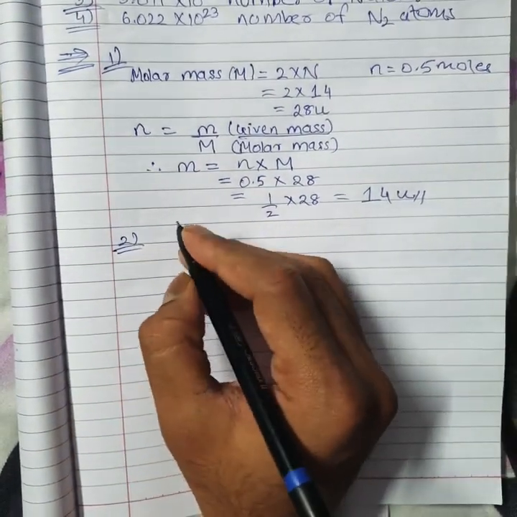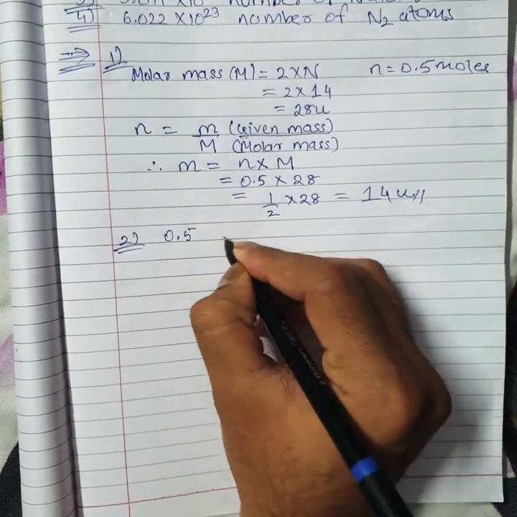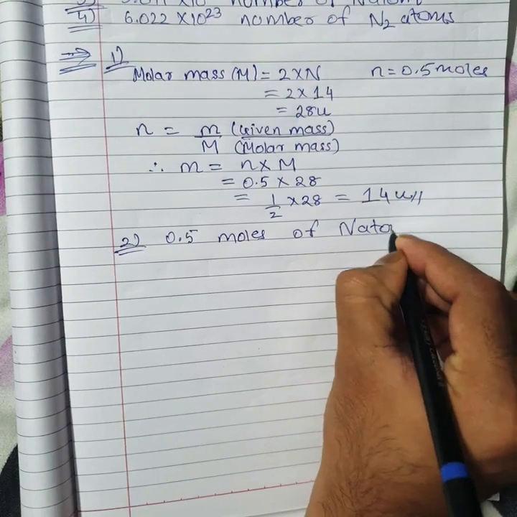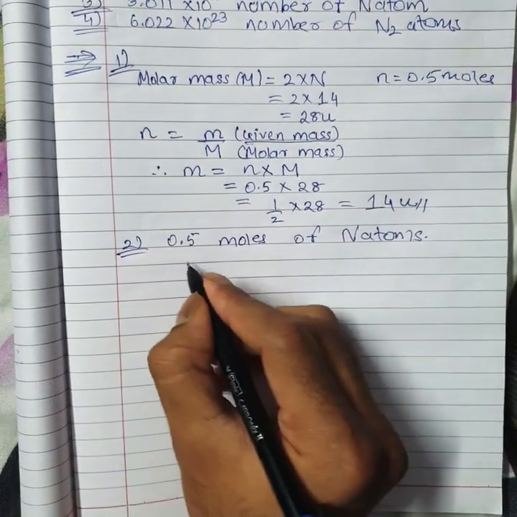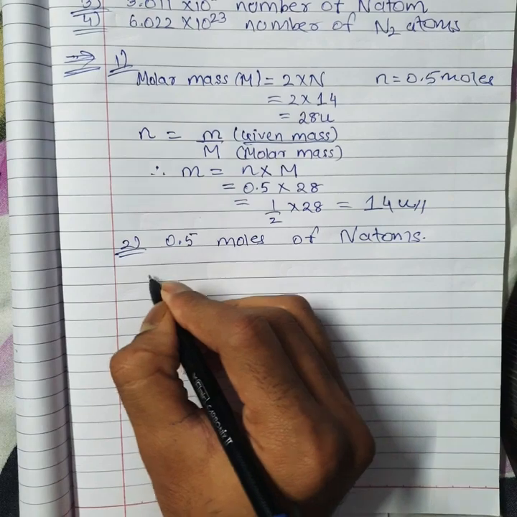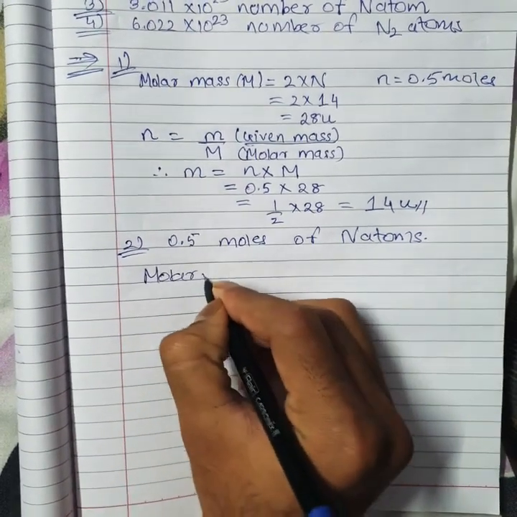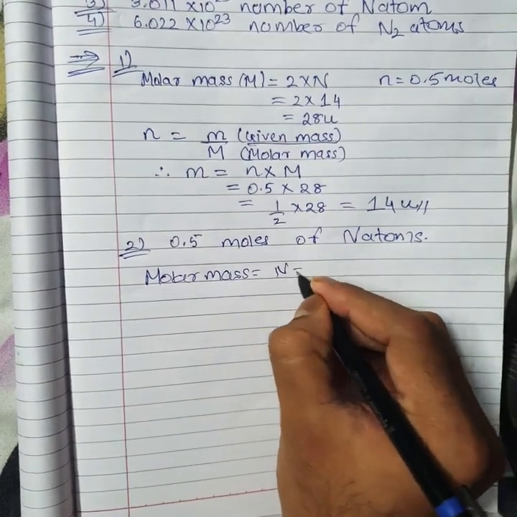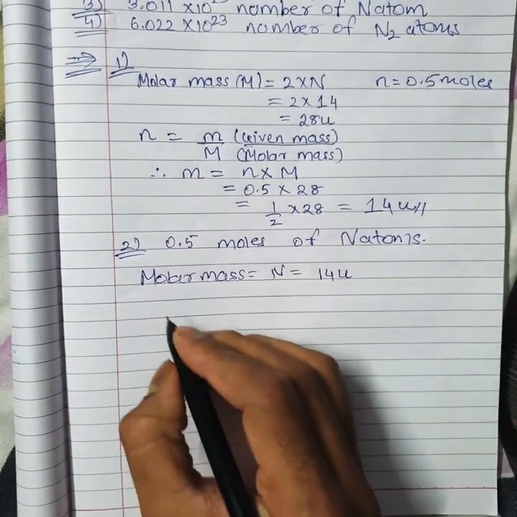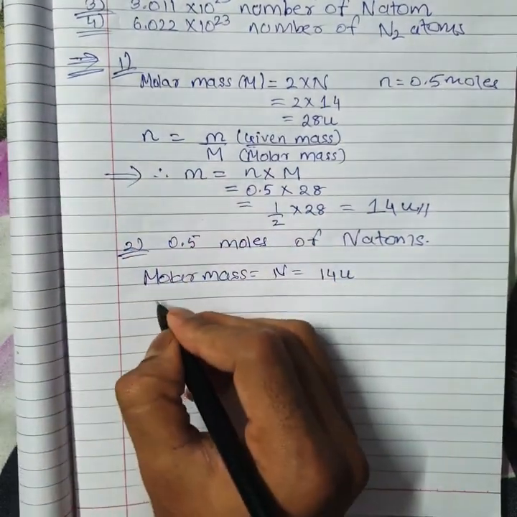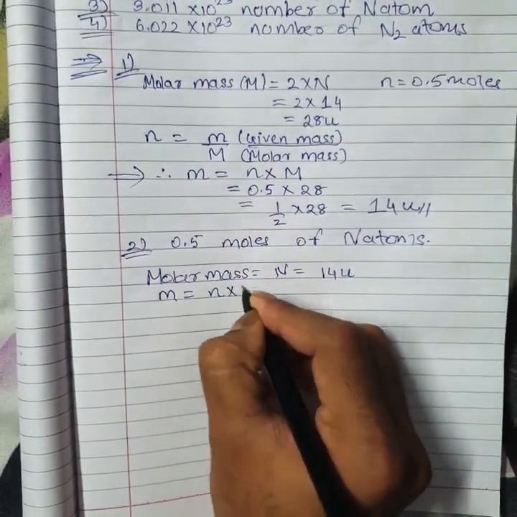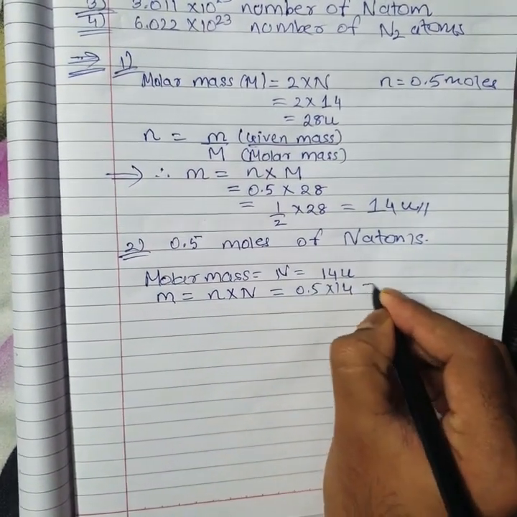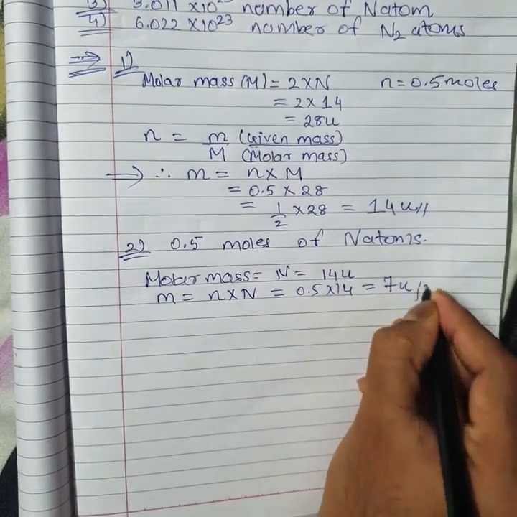Now, 0.5 moles of N atoms. For 0.5 moles of N atoms, we have to consider the molar mass of only one nitrogen atom. This is the main thing. You have to consider only one N atom. So one N atom means 14 u. We will apply the formula directly, that is m is equal to n into M. Here n is 0.5 into 14, that is nothing but 7 u.